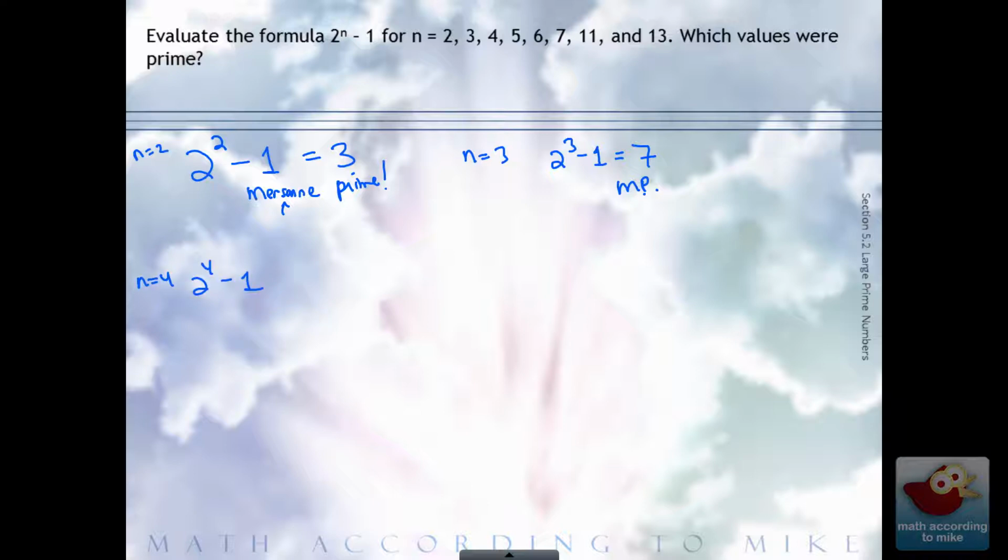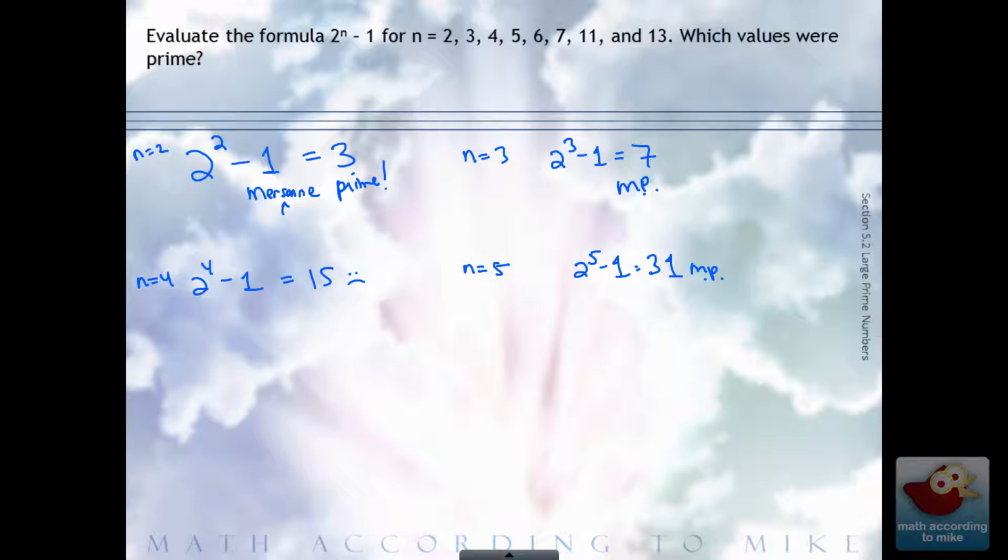2 to the fourth is 16, minus 1 is 15. Sad face. This did not produce a prime number. So 4 did not work. Let's try 5. 2 to the fifth minus 1. 2 to the fifth is 32, minus 1 is 31. Hey, Mersenne prime. Awesome. Remember, go back to your sieve. We said 31 was prime there.